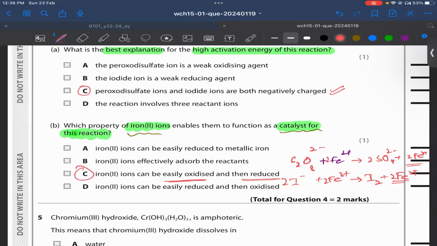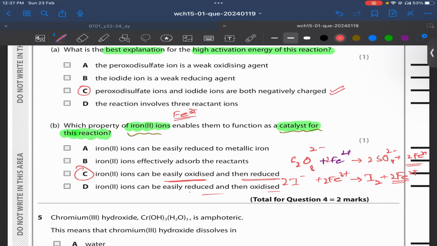But let's suppose they ask you about Fe3 plus ion, if they're using Fe3 plus as a catalyst, because this can be used as a catalyst as well. Then the answer would be it can be easily reduced and then oxidized, because Fe3 plus will initially react with iodide ion and then it will react with peroxodisulfate ion. Is it clear?